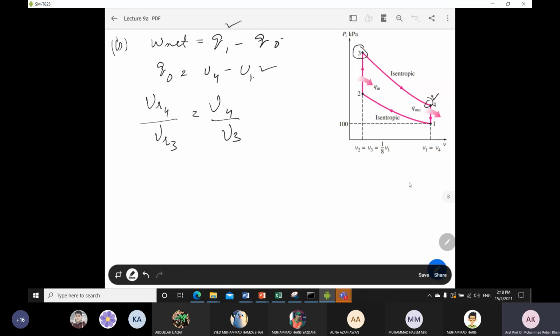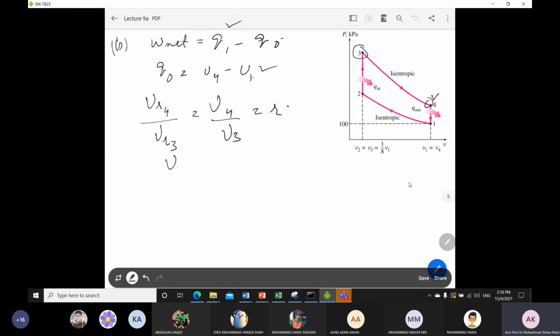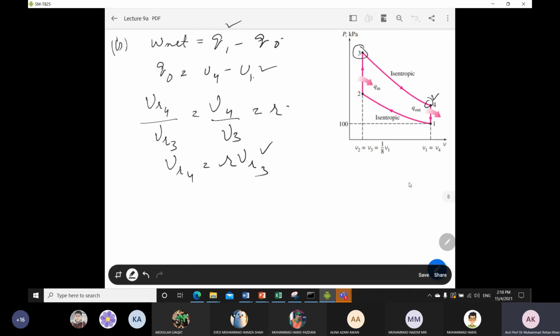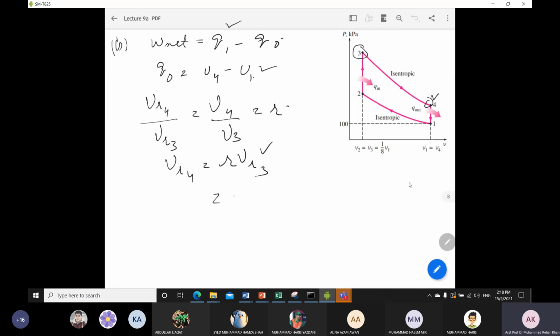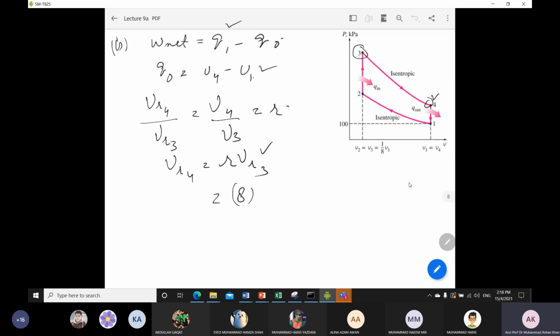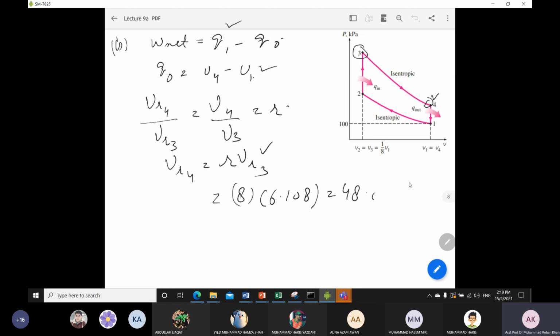And this equation, V4 over V3 is equal to R, and you can say that your VR4 is equal to R times the relative specific volume at 3. And the relative specific volume at 3 we already found in part A when we were doing the linear interpolation for your temperature 3. So from there you get the value of your VR3. So R times VR3, 8 times 6.108, and from there we get the value of VR4 as 48.864. So now VR4 is given to us.